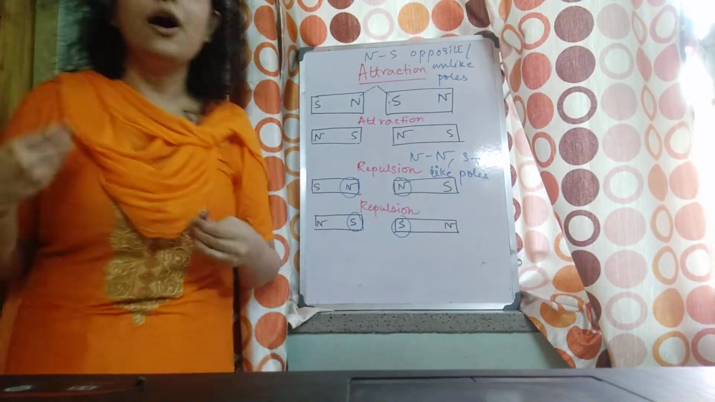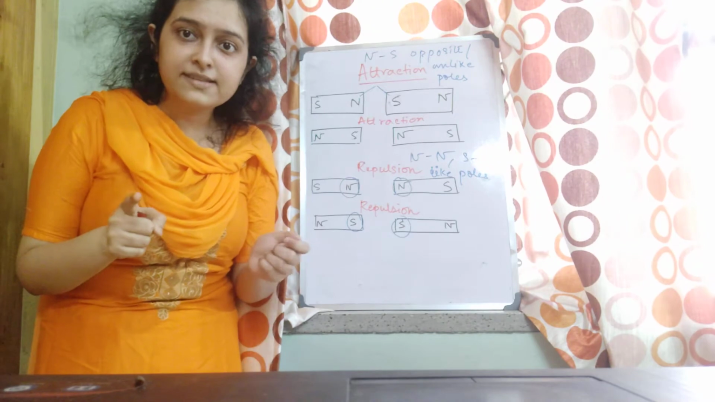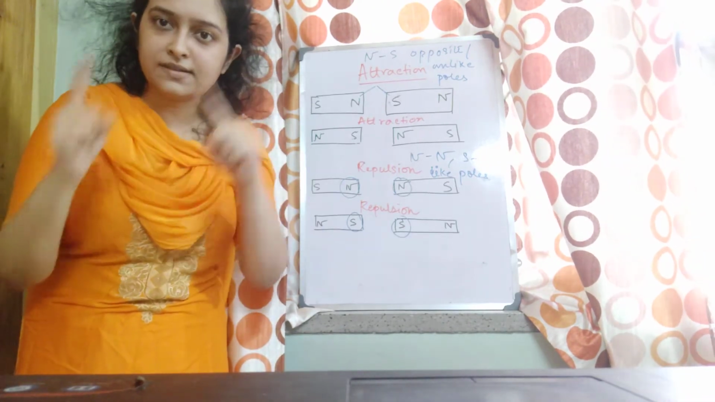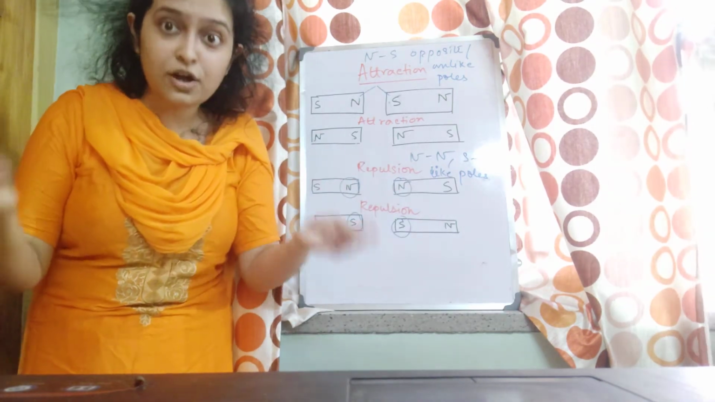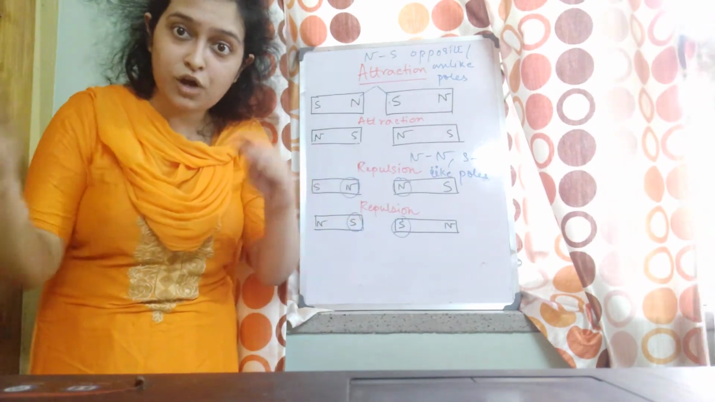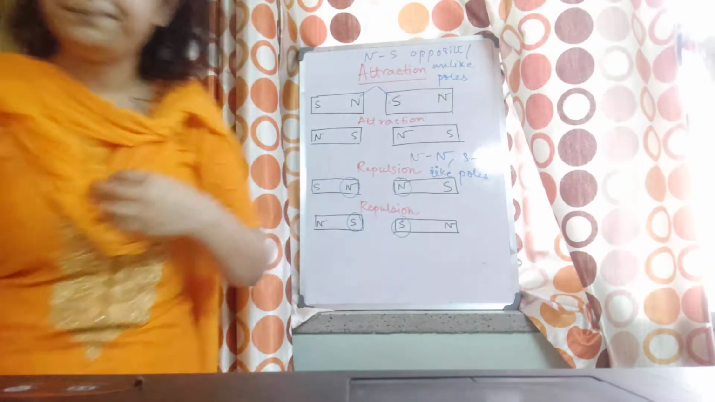But I am bringing the north pole towards it. See what it will do? It will move away. Can you see it's moving away? So what have we found then? Like poles, north-north, south-south, repel each other. Unlike or different poles, north-south, south-north, attract each other.